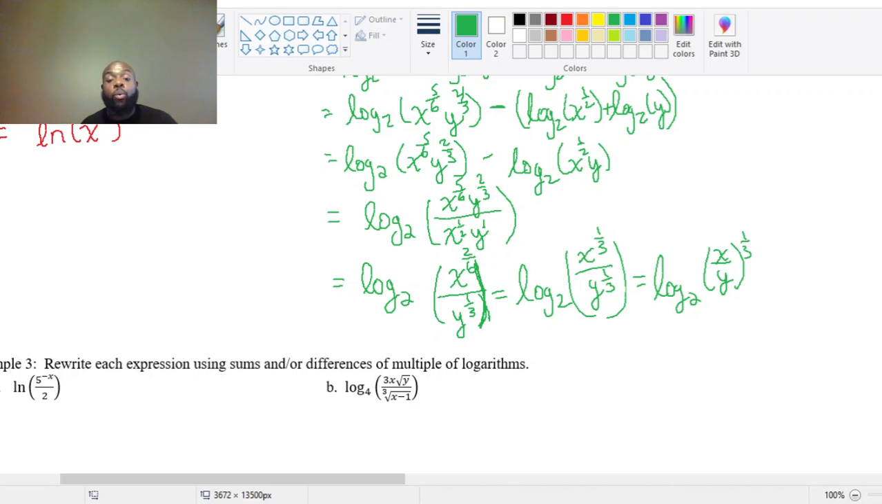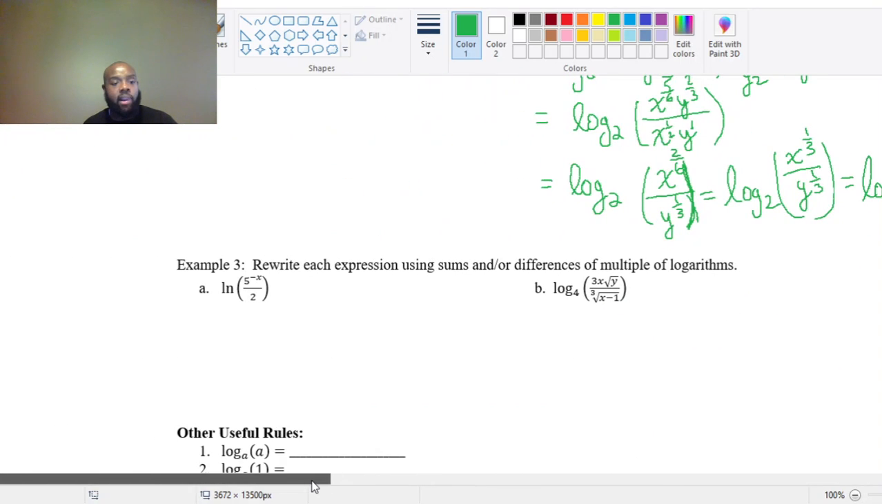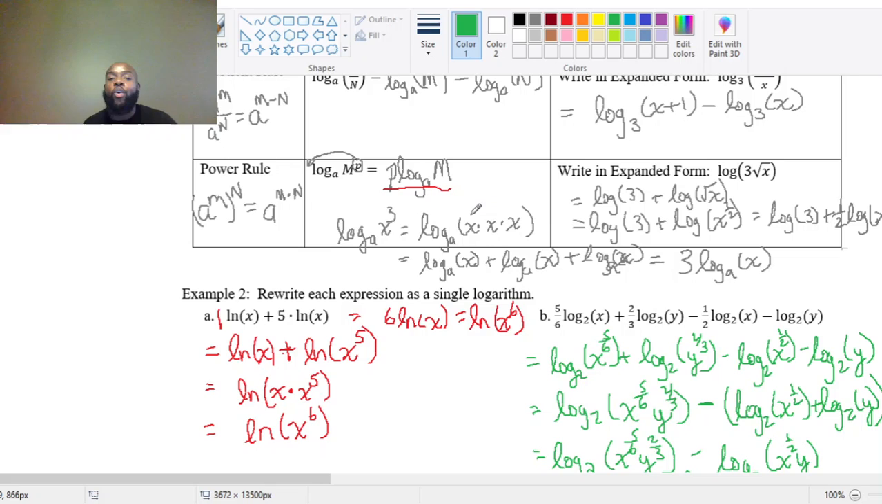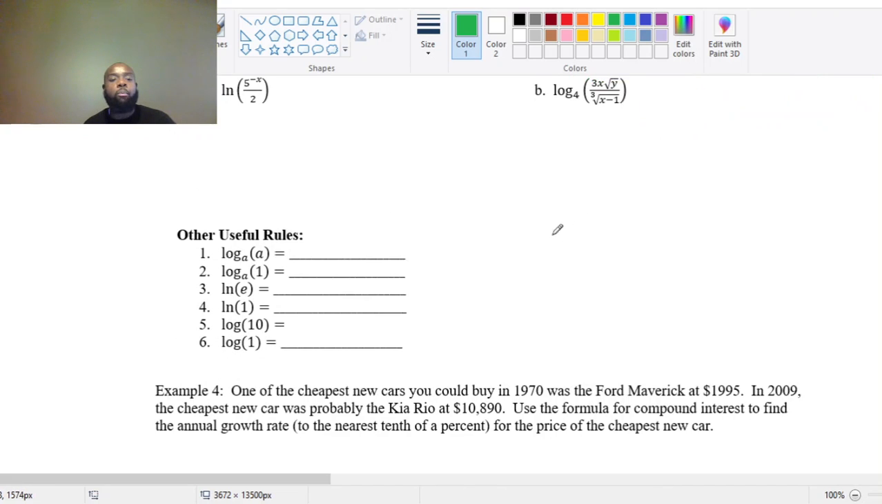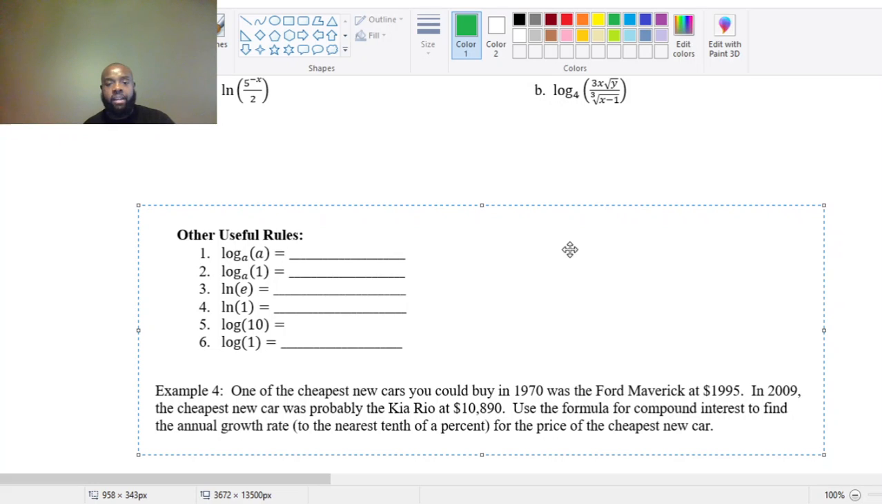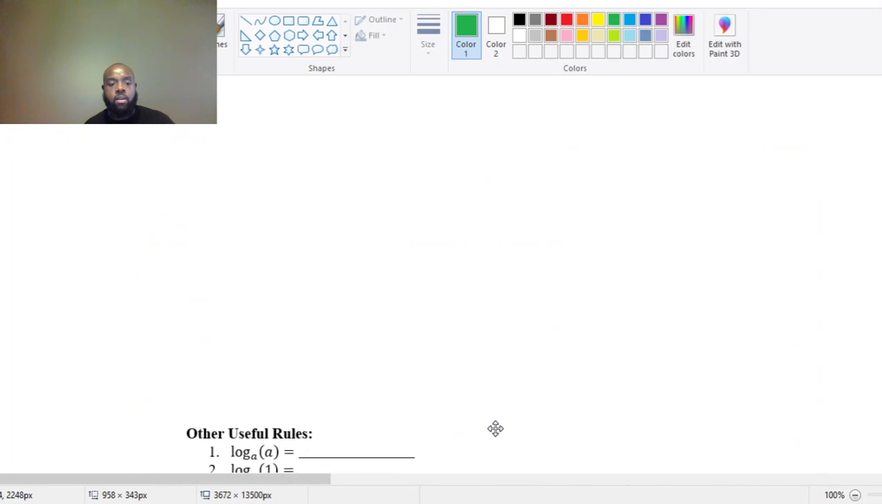All right, so we've gone from having logarithms written in expanded form to writing them as a single logarithm. Now we want to go from a single logarithm and write it in expanded form. And I'm realizing right here that I definitely don't have enough space. So I'm going to make some adjustments to this. Hang in there for me.